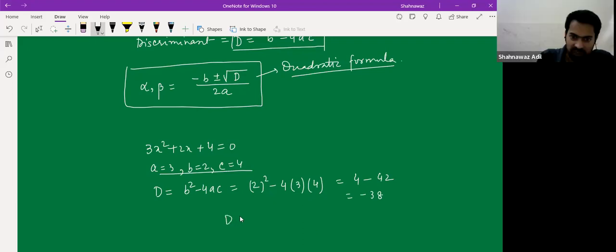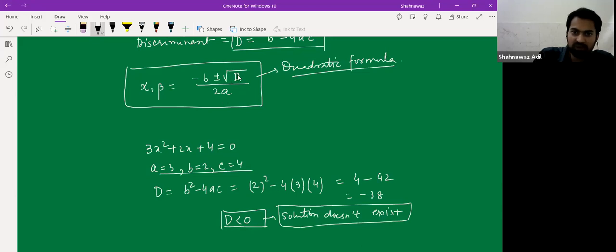And if your D is negative, then the solution doesn't exist, because if you take the root of this D and D is negative, it will not exist. If you take root of D, so this is the root of a negative number. So this doesn't exist.